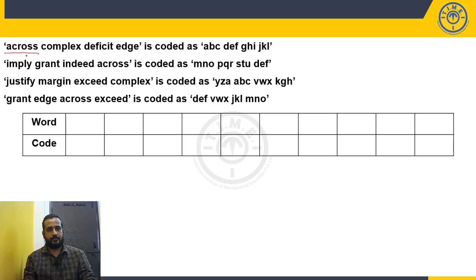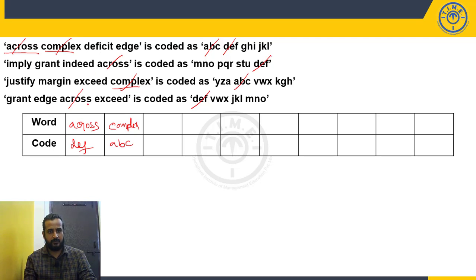Let us take the word across. We have the word across common in the first statement, second statement, and also in the fourth statement. In 3 statements we have common across. What is the common code in these 3 statements? DF, DF, DF. So you can say the code for across is DF. Complex, where we have common? In the third statement. Other than complex, do you have any other term common? Deficit, edge? No. We have only complex. And what is the only common code? ABC. So complex, ABC is the code.